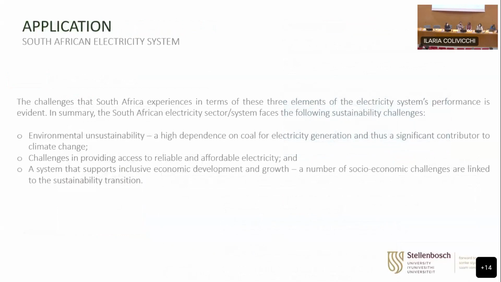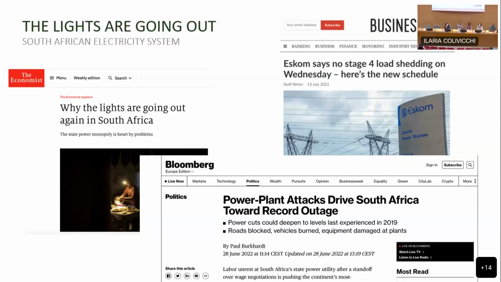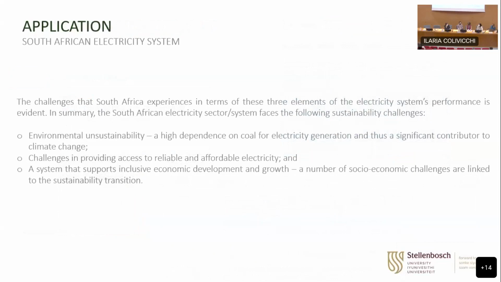But just finally, the challenges that we face, and I hope that you can now see the connections between what I just showed you and what we need. So yes, we have environmental unsustainability in our electricity system, highly dependent on coal, fossil fuels, so a significant contributor to climate change. Then challenges in providing access to reliable and affordable electricity. Electricity is really expensive. Obviously, in our demographic, we have a lot of people in South Africa that don't have the financial means to pay for their electricity. And then also reliable energy. If you look at these kinds of headlines, we do not have reliable energy, so that has a significant impact on our economy. And then a system that supports inclusive economic development and growth.